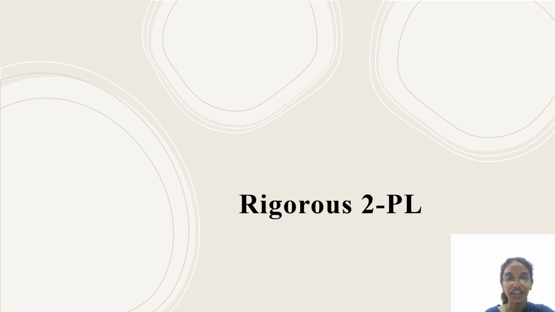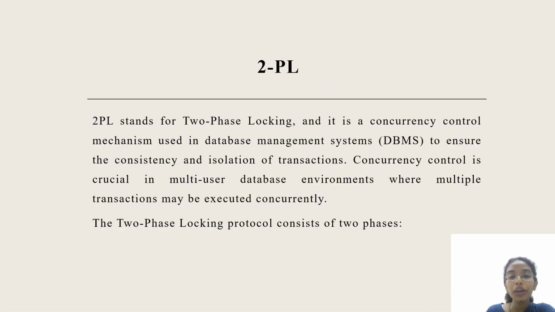Hi, hello. Today we are looking at Rigorous 2PL. Okay, let's know what is 2PL. 2PL stands for two-phase locking and it is a concurrency control mechanism used in database management systems to ensure the consistency and isolation of transactions.